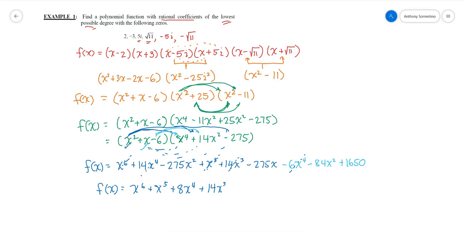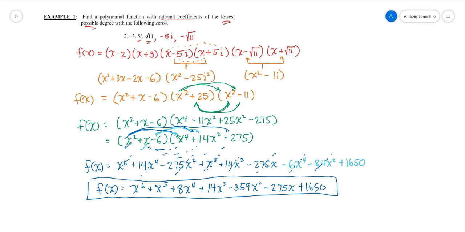X squareds would come next. I have a negative 275x squared minus an 84x squared, which means that I would have a negative 359x squared. X terms are next. I only have a minus 275x. And then the constant term, plus 1650. So this would be one possibility.